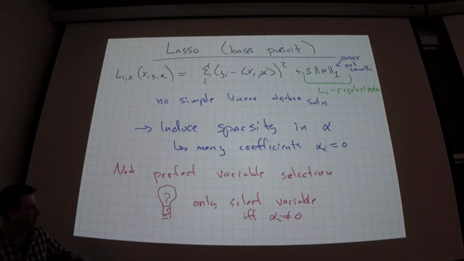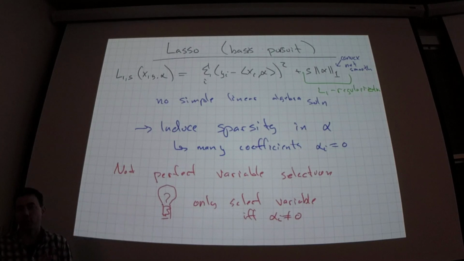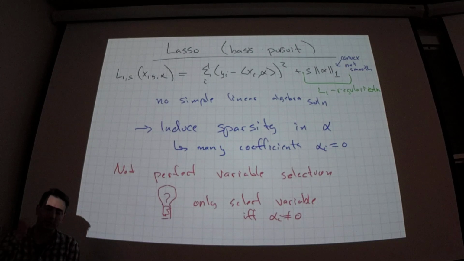Okay, so it's not a panacea for selecting variables. When things are correlated, maybe it'll only pick one of the correlated things. And maybe it won't pick the right one. Maybe one is actually causal, the other one is just correlated.